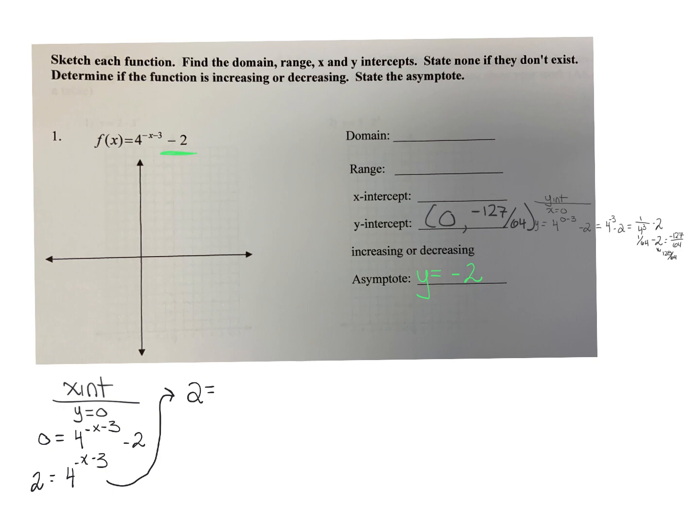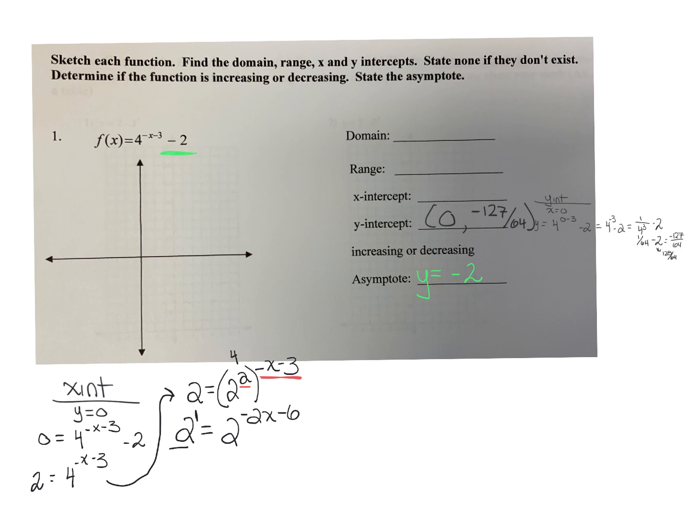So 2 equals, I'm not changing anything, I can rewrite 4 as 2 squared. That's still that 4 that I had before. Negative x minus 3 is the power. Now, at the beginning of this video, we reviewed exponent rules because I can multiply these exponents together. So I get 2 equals 2 to the negative 2x minus 6. Remember, we could distribute that 2 to everything. This 2 right here is like a 2 to the first.